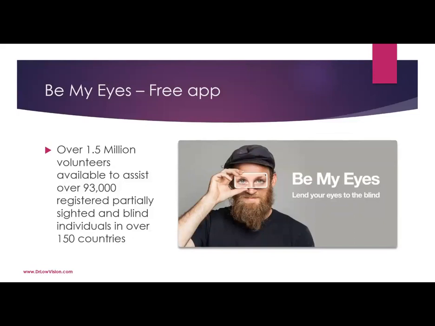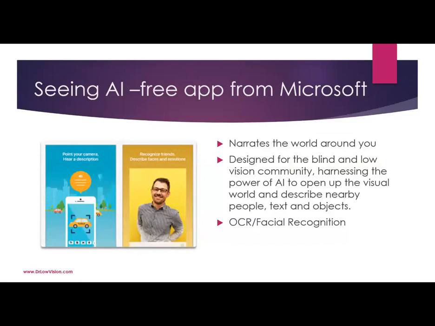Be My Eyes is a free app, similar to the eyewear that I just showed you, but you have volunteers around the world who are willing to help somebody, and they're using the camera from the person's smartphone, and they can give them information about whatever they're asking, from someone who's willing to volunteer and help someone who's partially sighted or blind. Seeing AI is a free app from Microsoft, and it's been designed by someone who's completely blind. And again, it's using AI technology and narrates the world around them.